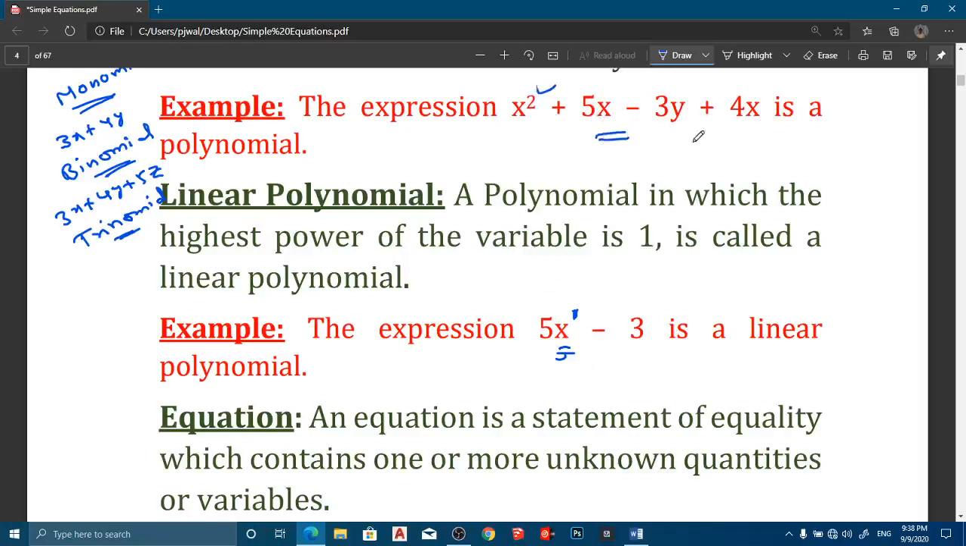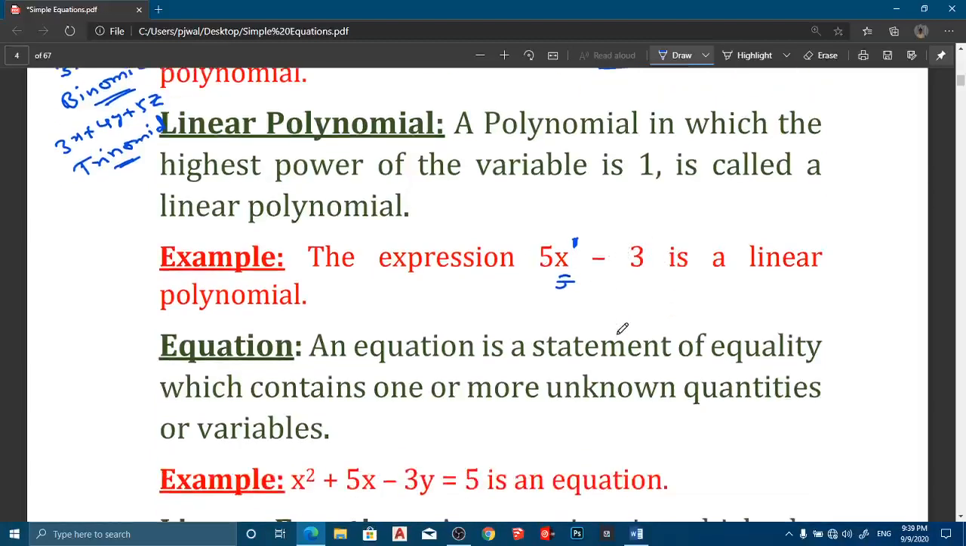This is called a quadratic, sorry, quadratic equation. Okay. This is called a linear equation or linear polynomial. But this is actually not an equation, it is an expression, a linear expression. If it has an equality symbol, that will become an equation. That's what we are going to learn next.